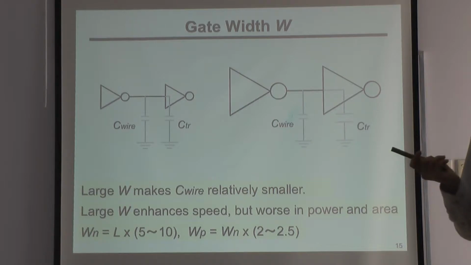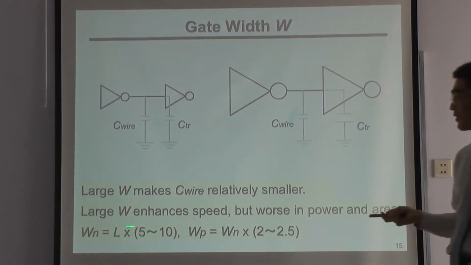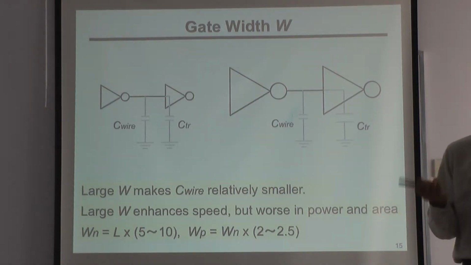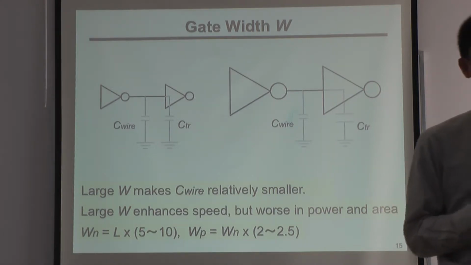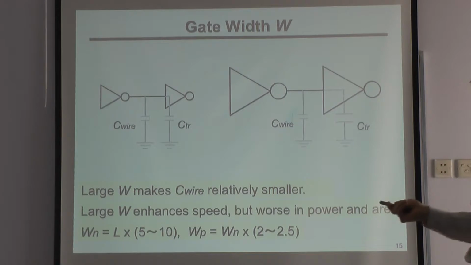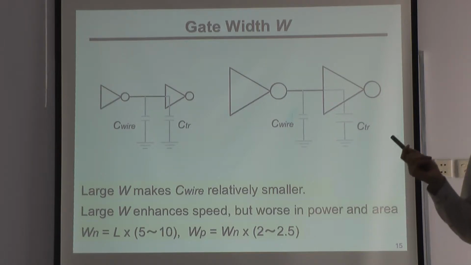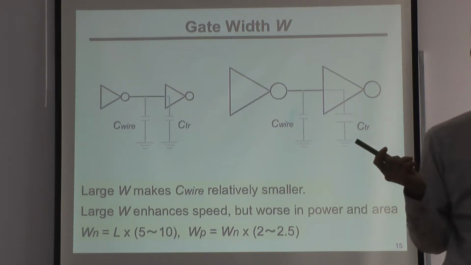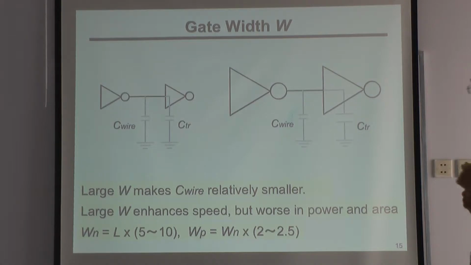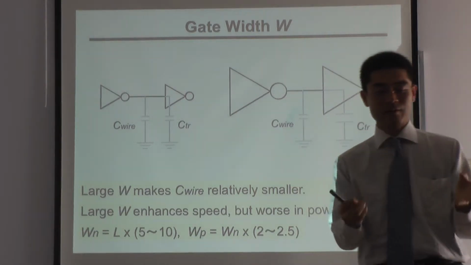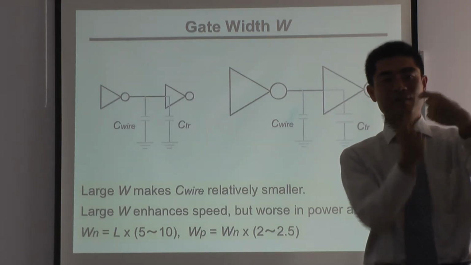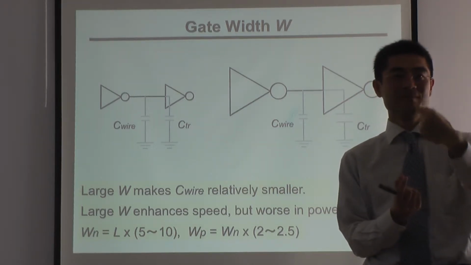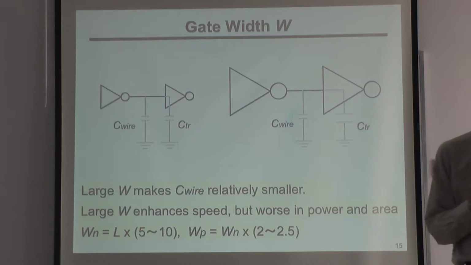So at 0.18 microns, the WN is about 1 micron. And in a 90 nanometer process, WN is about 500 nanometers. So when you see the layout, the ratio of L and W is the same. It is independent of the process technology.